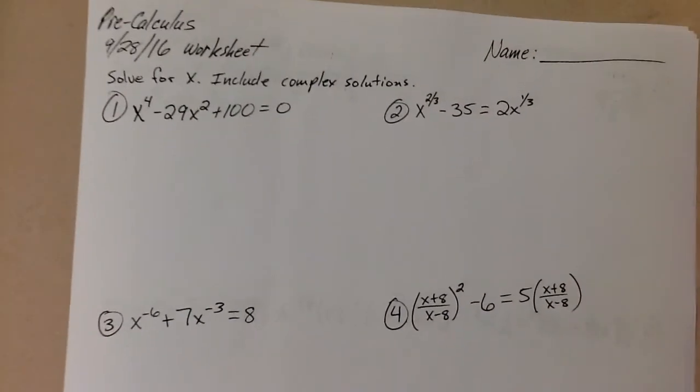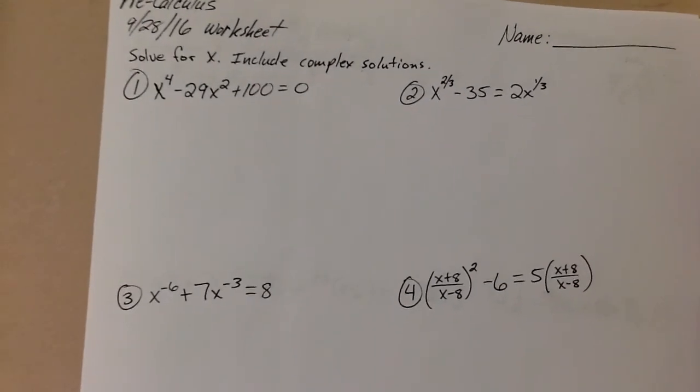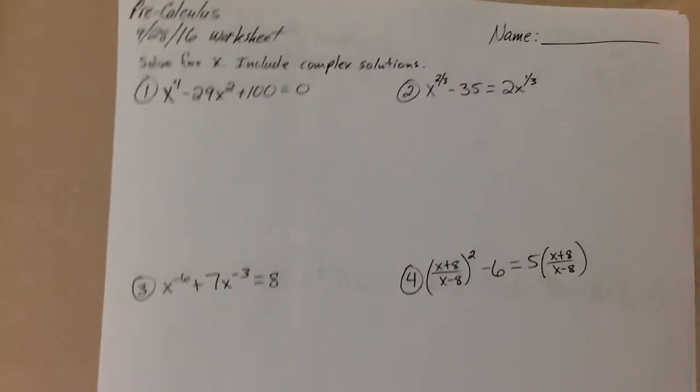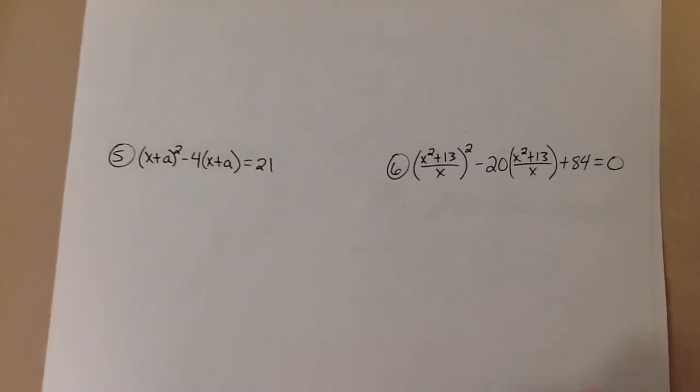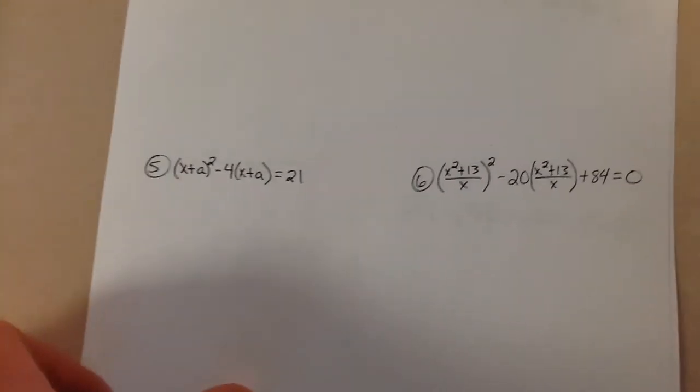There's the front. 1, 2, 3, 4. Pause it. Write them down. There's number 5 and 6. Pause it. Write it down. 'Cause I'm gonna need to pause it for that one. I'll talk about some more.